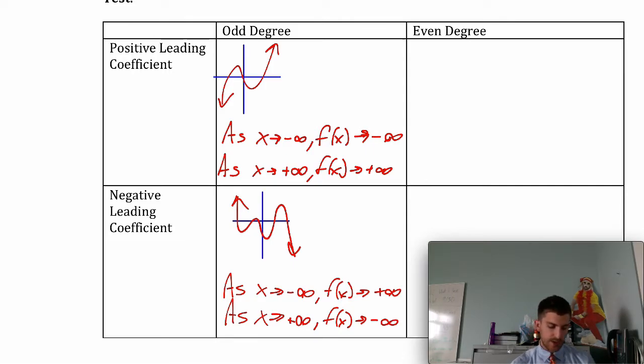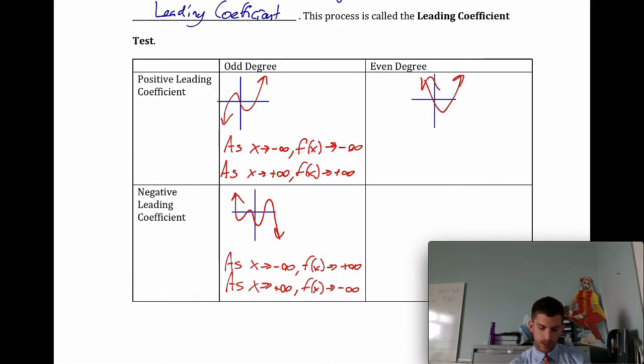Even degrees with a positive leading coefficient. An even degree with a positive leading coefficient might look something like this. Here's a quadratic that opens up. So, following the similar pattern, as x approaches negative infinity, so on the left side, the graph is pointing up. So we'll say f of x approaches positive infinity.